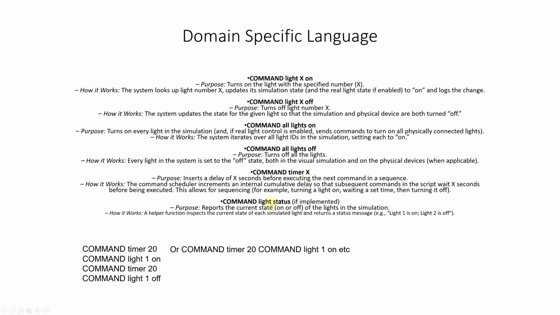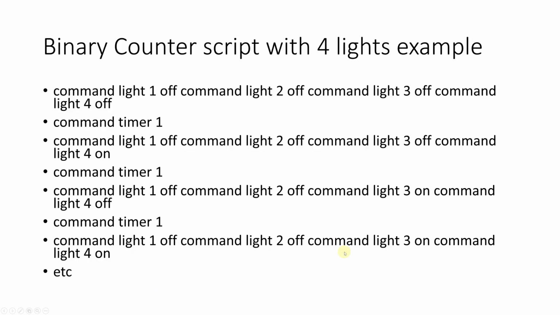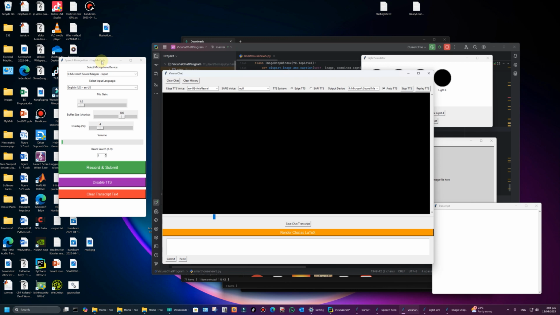And command light status. So you can chain these commands together. So you can have command timer 20, command light 1 on, command timer 20, command light 1 off. That means wait for 20 seconds, turn on light 1, wait another 20 seconds, then turn it off again. So this is something you're going to see a demo of. You can make a script up. You can't use these bullet points, of course, it would mess it up. But just an ordinary text file with these commands in it. And if you've got 4 lights, you can make them count in binary just for fun, just because we can. Here's the new program, guys.